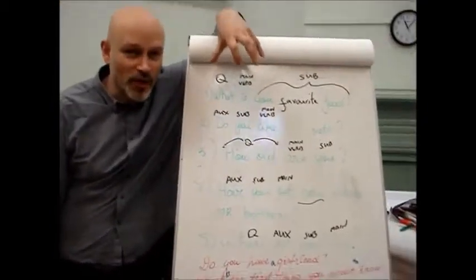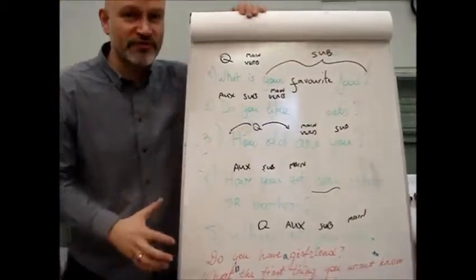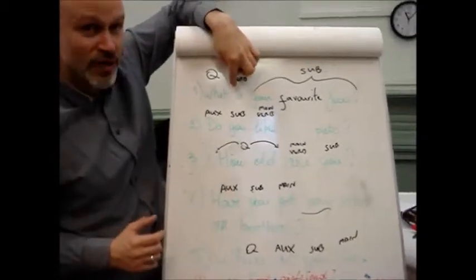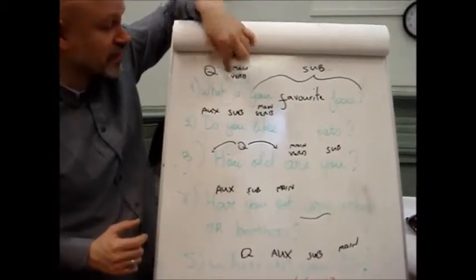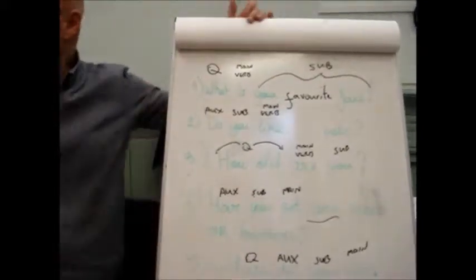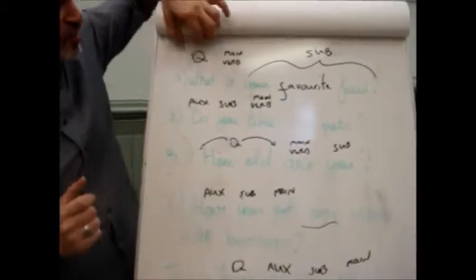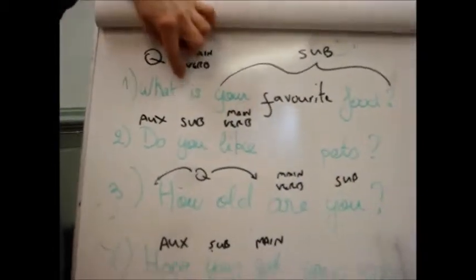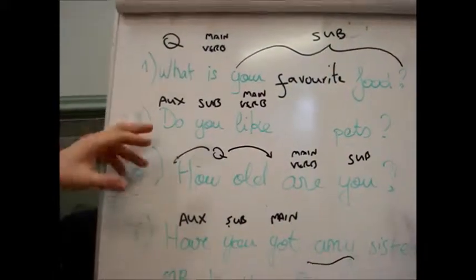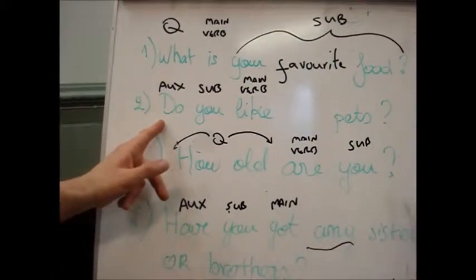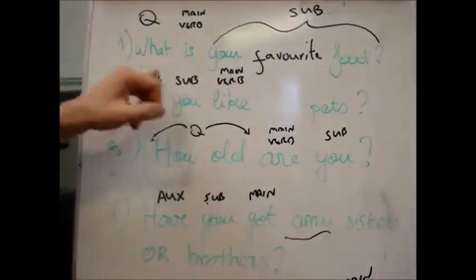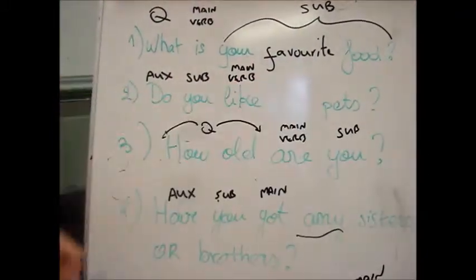Solène wrote some wonderful questions using all the different question formats. So, she started using questions with the verb to be. So, what is your favourite food? So the format changes to using the question word with the main verb, always the verb to be, and then the subject. Here, she put the auxiliary verb first. Do you like pets? Yes, I do. No, I don't.